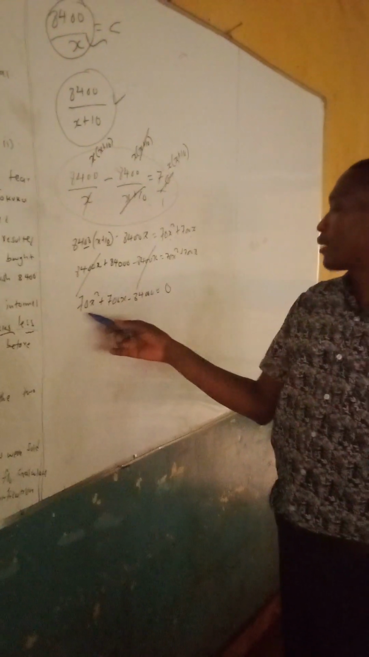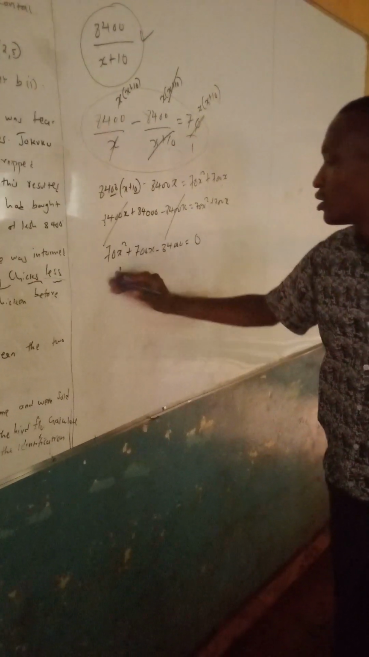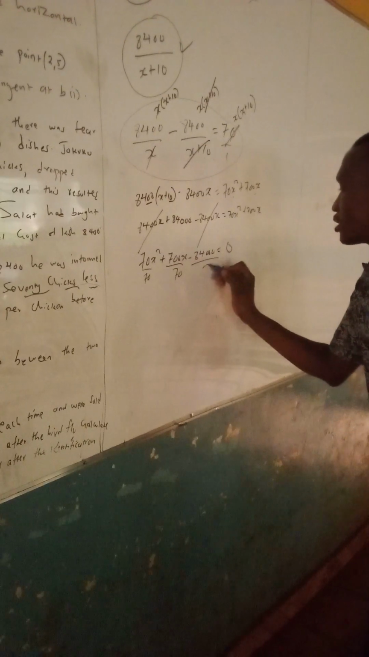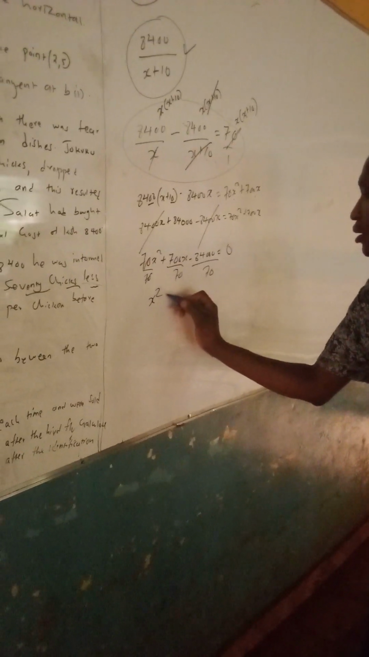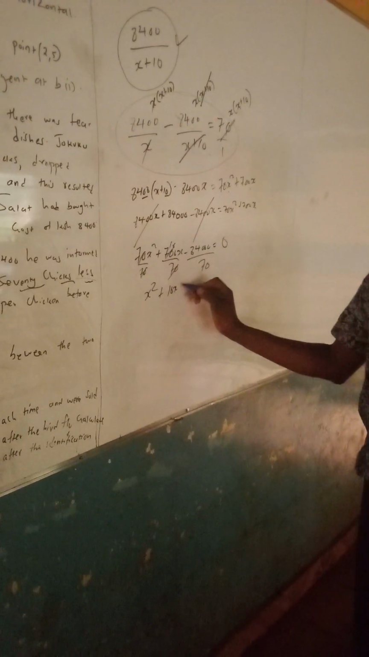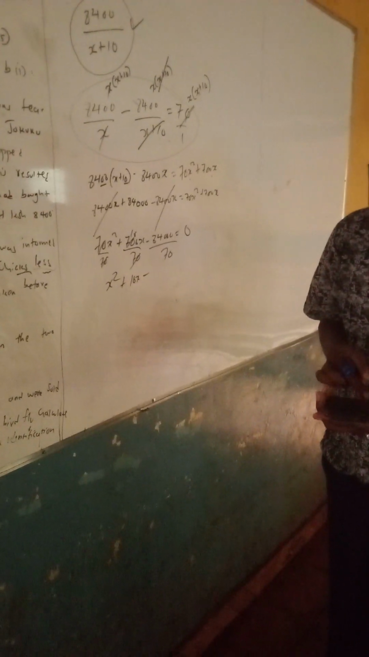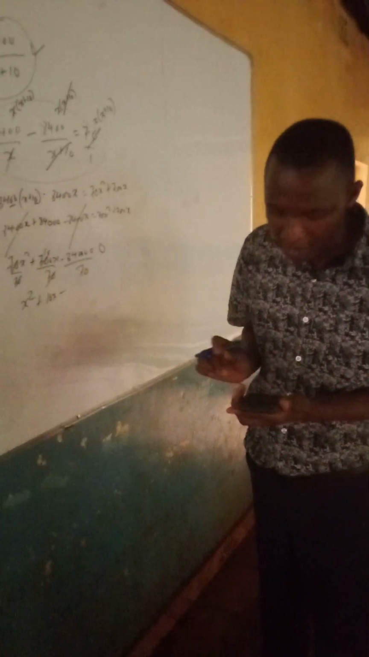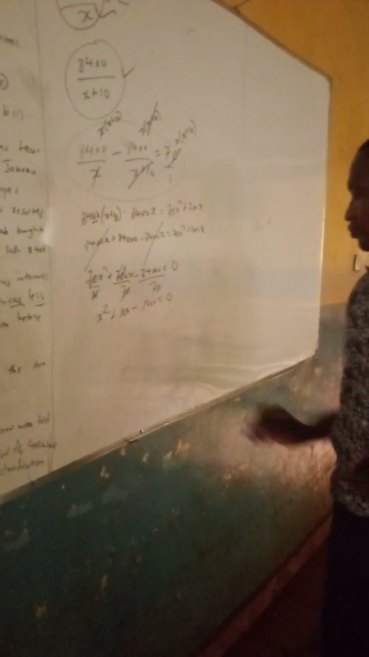If I divide everywhere by 70, this one will be x squared over 70, over 70, over 70. So it will be x squared plus 10x equals 84,000 divided by 70, which is equal to 1200. Minus 1200 equals 0.